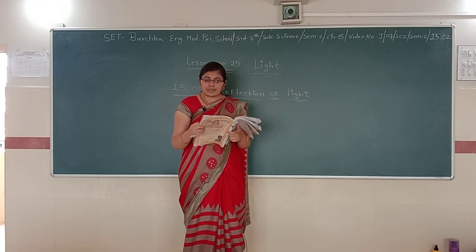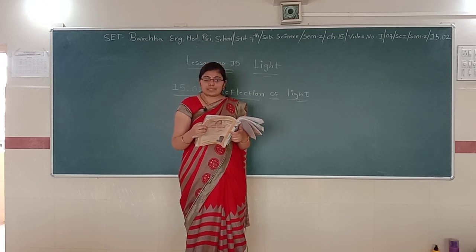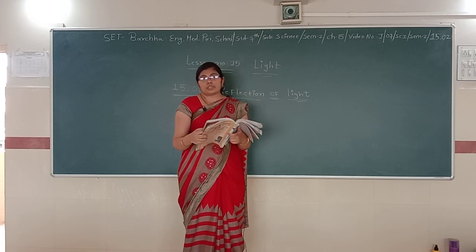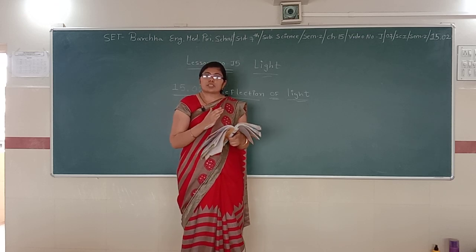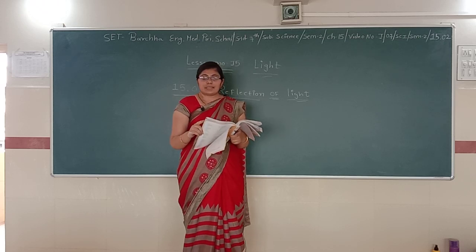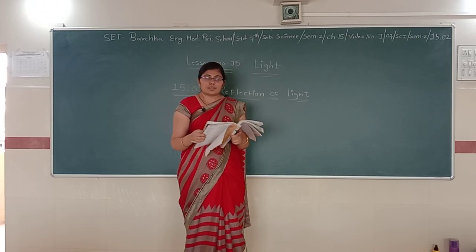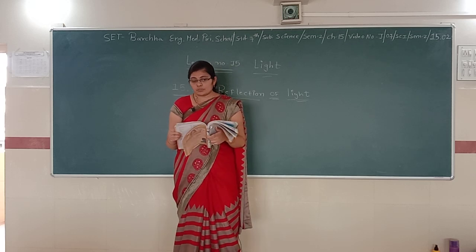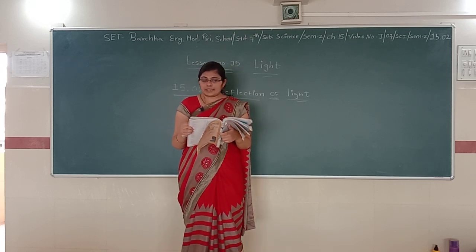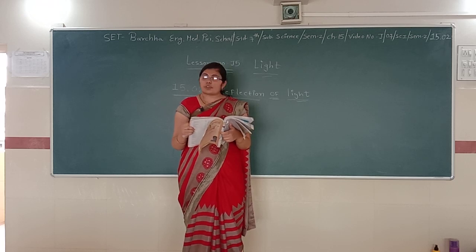What happens when the light falls on a mirror? You have learned in class 6 that a mirror changes the direction of light that falls on it. See, we have already learned this in standard 6. The mirror has a shiny surface, therefore it can change the path of the light. This change of direction by the mirror is called the reflection of light.